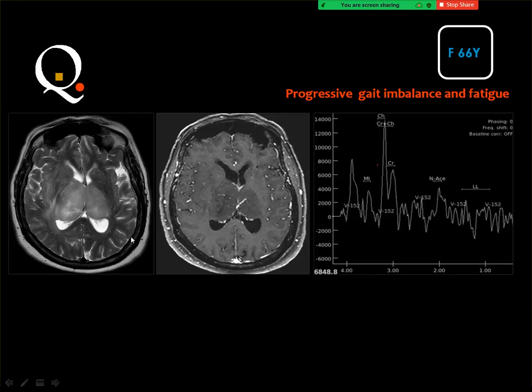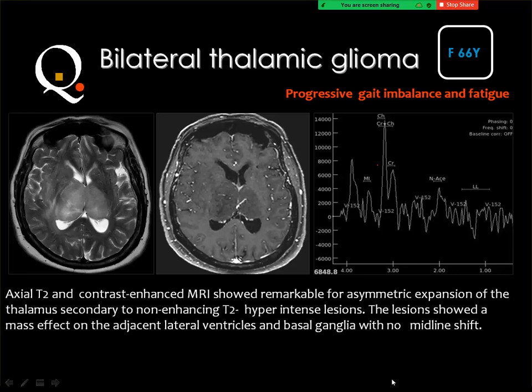This is bilateral thalamic gliomas. You got mass in the left thalamus and another mass in the right thalamus. The masses, whenever they are not enhancing, then you are dealing with the diffuse type of astrocytoma. And you know that these are not ischemic or metabolic because of the spectroscopy. There is a very high peak of choline, and the peak of N-acetyl aspartate is depressed, and also you got some lipids and lactate. This is bilateral thalamic gliomas.